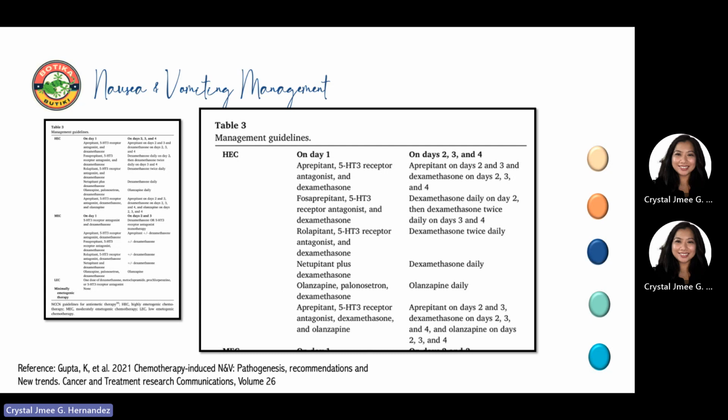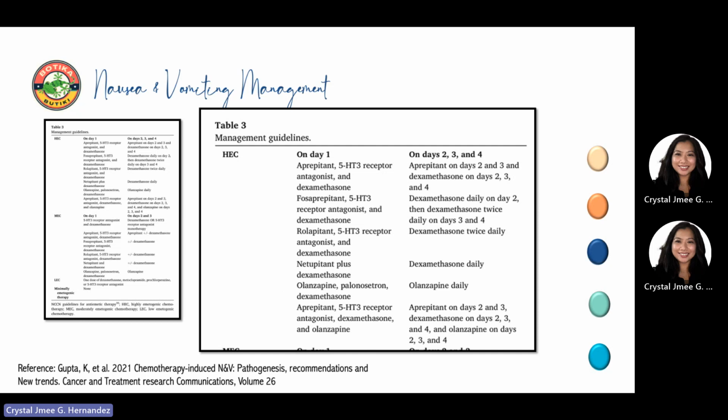We can also have fosaprepitant. You have rolapitant and netupitant. Another is we can have olanzapine, palonosetron, and dexamethasone combination, or aprepitant, dexamethasone, and olanzapine combination for day one.